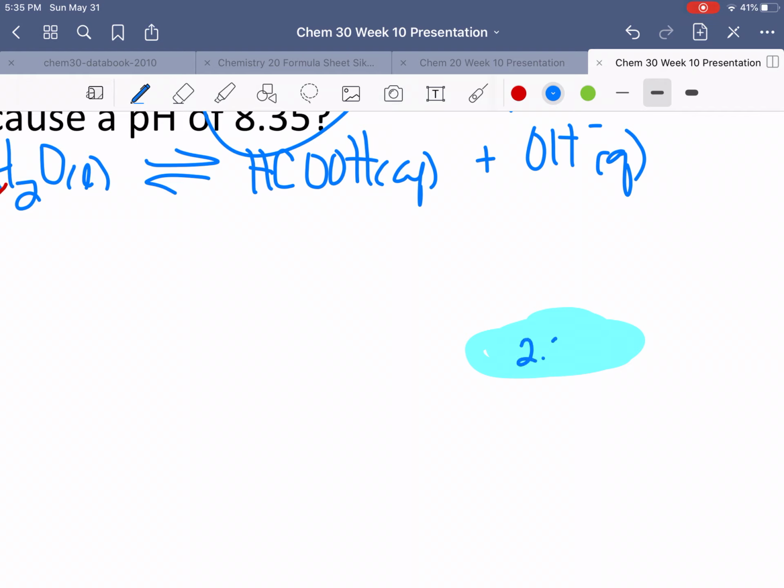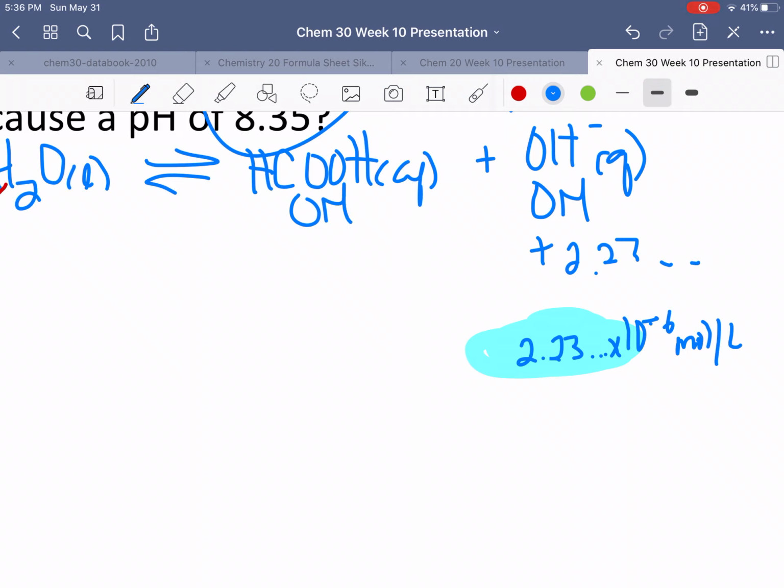So let's write that in. Yes, you got that. 2.23, keeps going, times 10 to the negative 6 moles per liter. Sure, we got that. But because we know that we have hydroxide starting at 0 moles plus X, which ends up being plus the 2.23, right? And we had the formic acid also plus that 2.23, which means it's going to have an identical concentration, 2.23 times 10 to the negative 6 moles per liter, right?